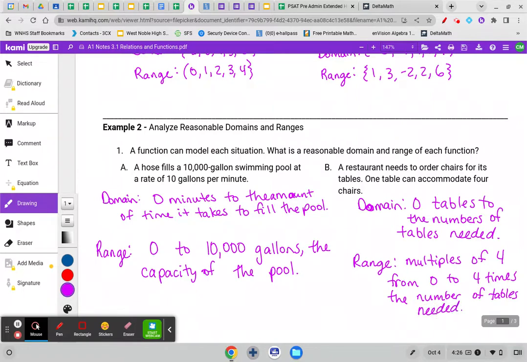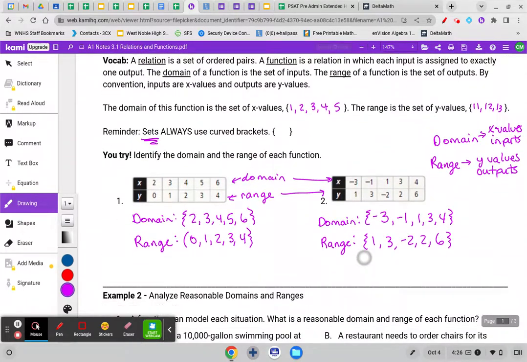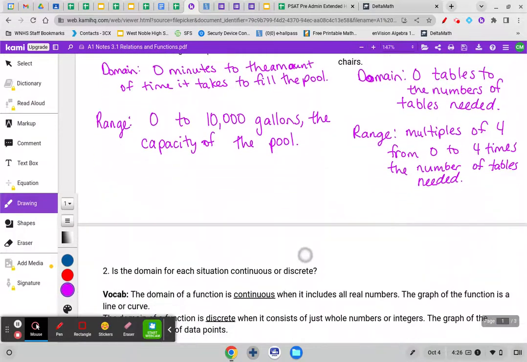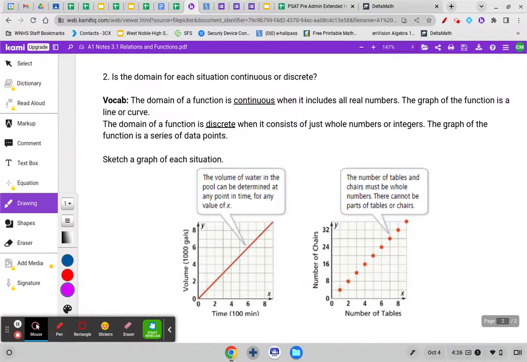Now, I'll say that we mostly won't do these like analyzing domains and ranges. We'll just be saying what the domains and ranges are. With that being said, we're going to continue on, and we're going to talk about some new vocab. Part 2 here of our analyzing. Is the domain for each situation continuous or discrete? So we've got 2 new vocab terms here.